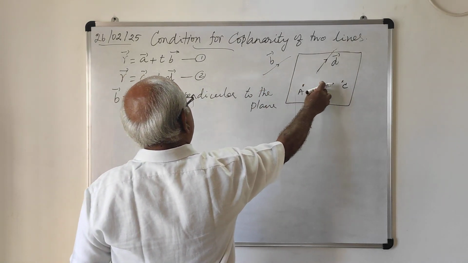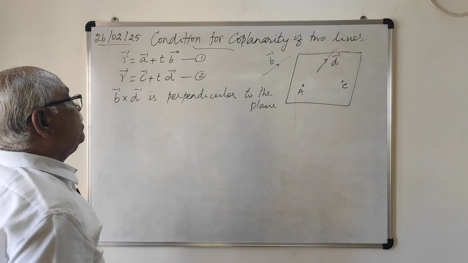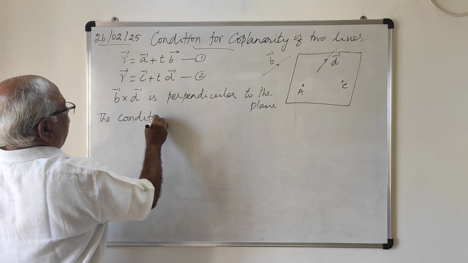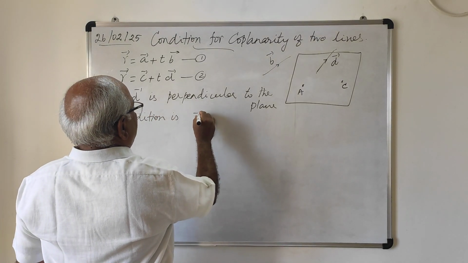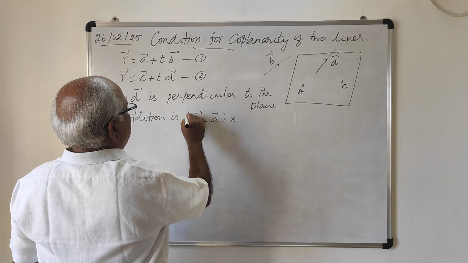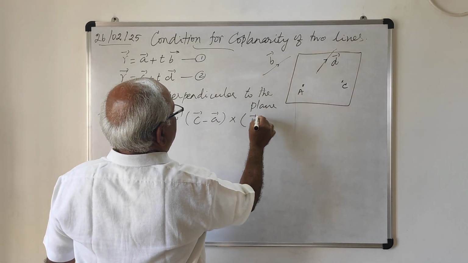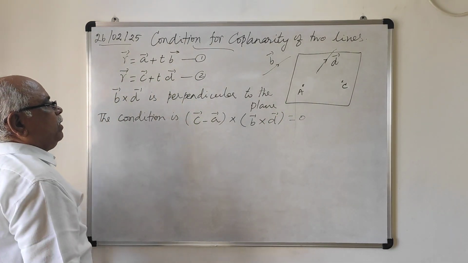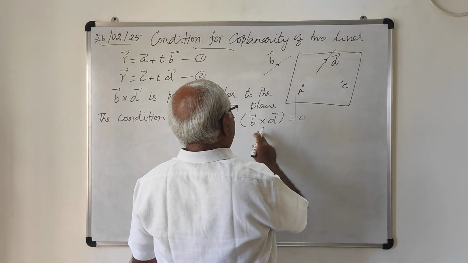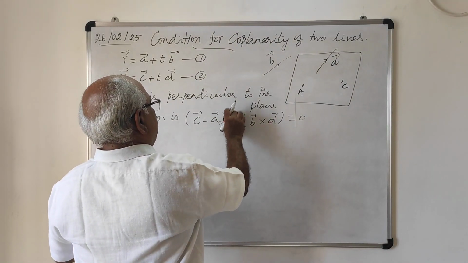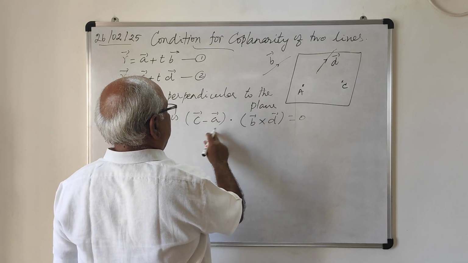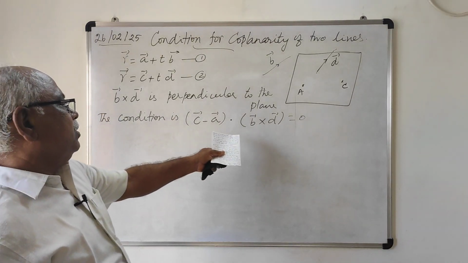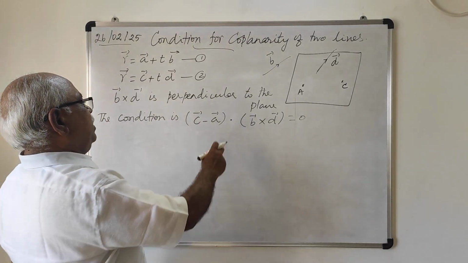These two points lie on the plane, and b and d are two parallel vectors, and b cross d is perpendicular to the plane. Therefore, the condition is (c minus a) dot (b cross d) equal to 0, because they are perpendicular. This is AC; AC is OC minus OA. The AC vector and b cross d are perpendicular. Therefore, AC dot b cross d is 0.